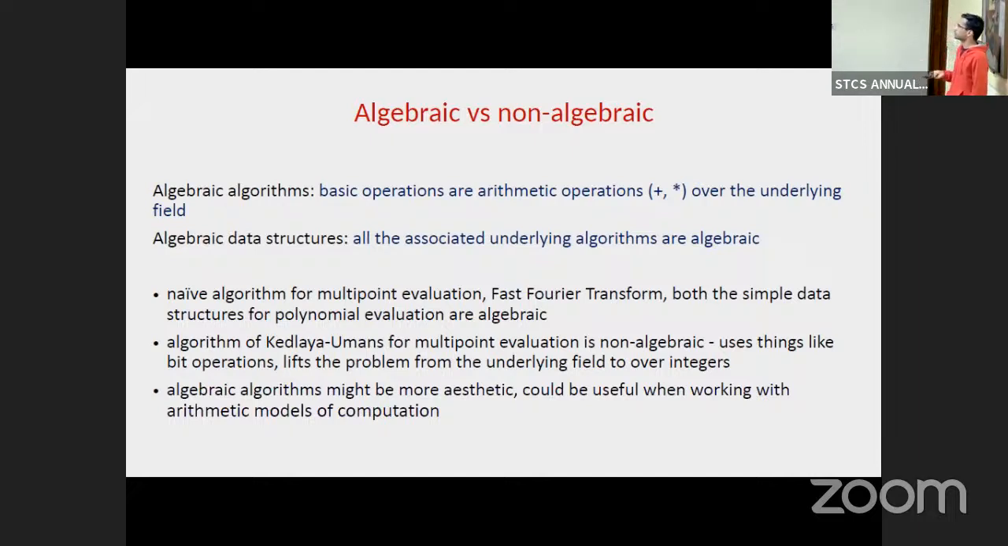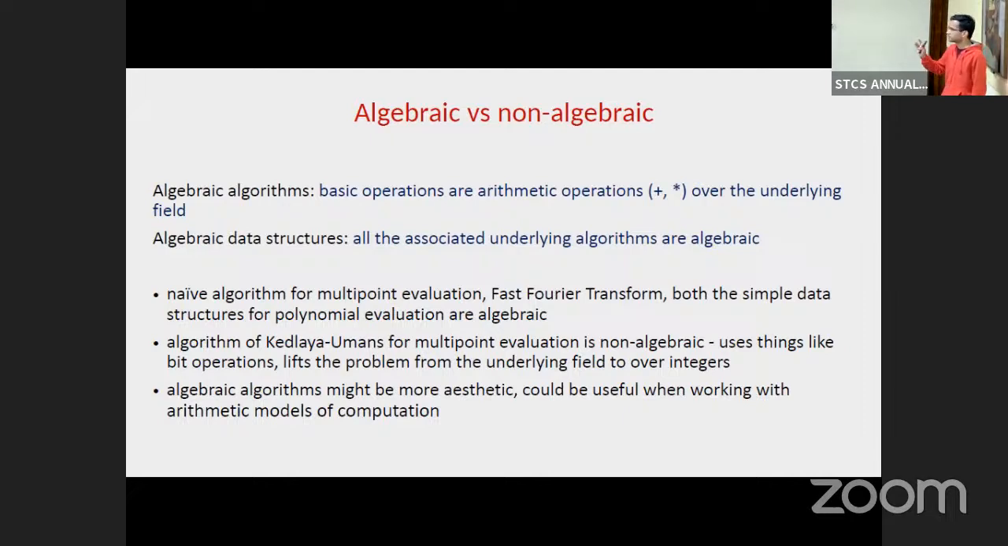So why do we care about algebraic? I think they are going strictly for problems that are naturally algebraic, but they could also be useful when working with algebraic models of computation. So I'm being very clear. Talk to me later if you want to know more.